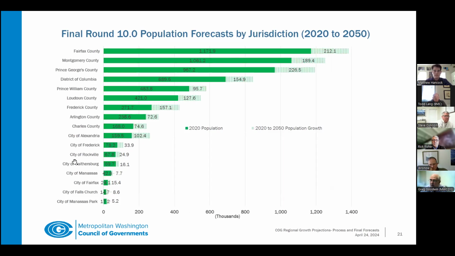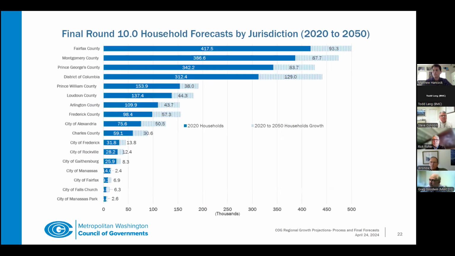In terms of our population, Fairfax County is the most populous county in the COG region at about 1.2 million people in 2020, and they're expected to add 12,000 more people between 2020 and 2050. That's followed by Montgomery. And as you would expect in terms of household growth, Fairfax County has the most households in the region at about 418,000. Based on their forecast, they're expected to add about another 93,000 households by 2050, followed by Montgomery and Prince George's County.